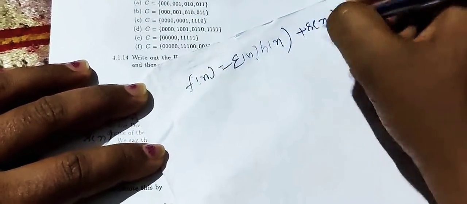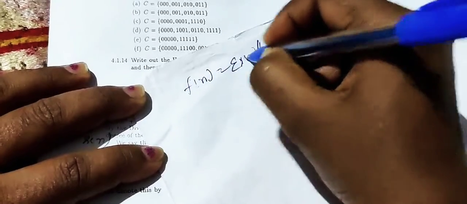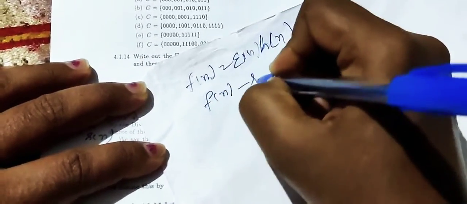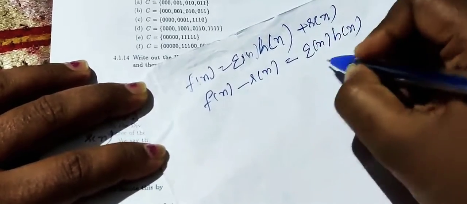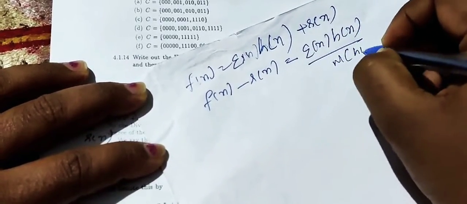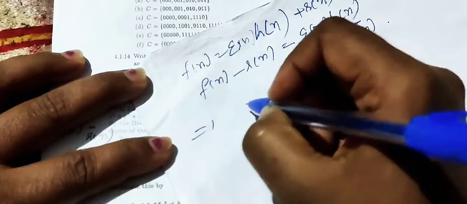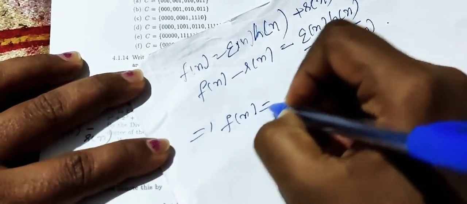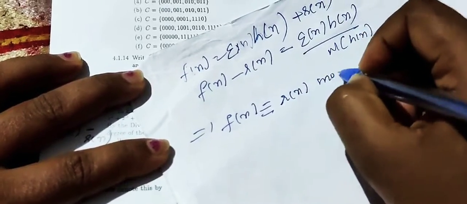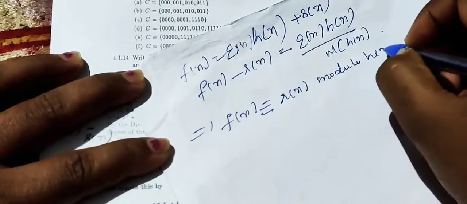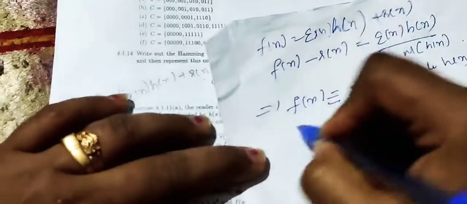So f of x can be written as q of x into h of x plus r of x. Okay. So then f of x minus r of x is equal to q of x into h of x. That means it is a multiple of h of x. That means what? f of x is congruent to r of x modulo h of x. Clear? So this is the congruence representation.